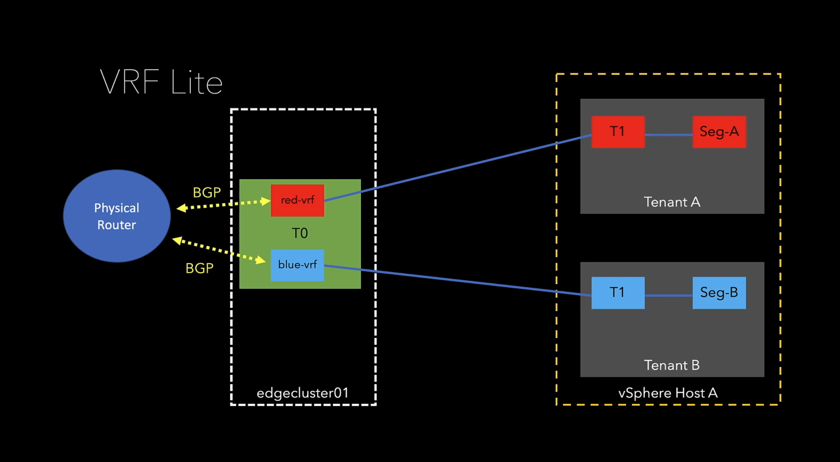Now again, we're not going to focus on the stuff on the right side of the screen because it's pretty much just regular NSX-T. I'll show you guys when we get into the actual demo, it'll make a lot of sense. There's nothing fancy to the right of the edge nodes when you're doing VRF Lite.